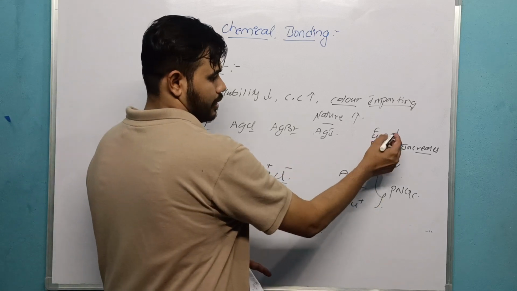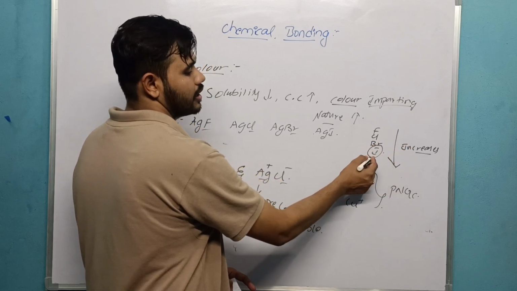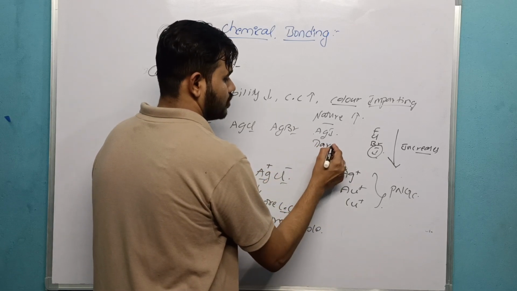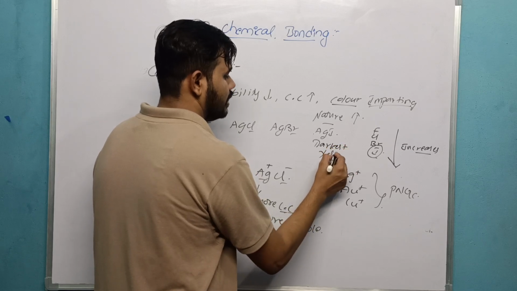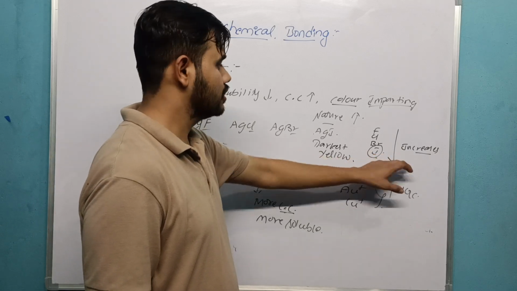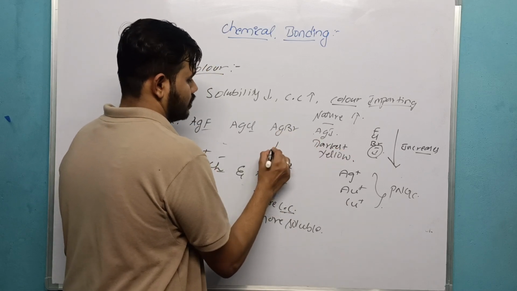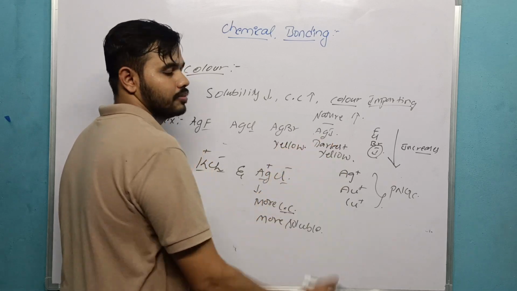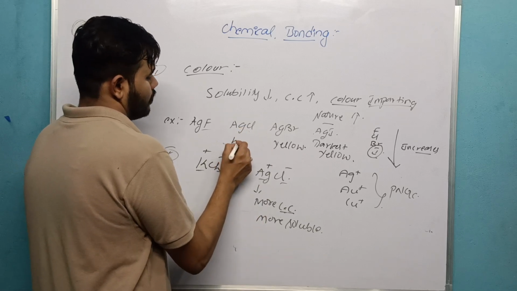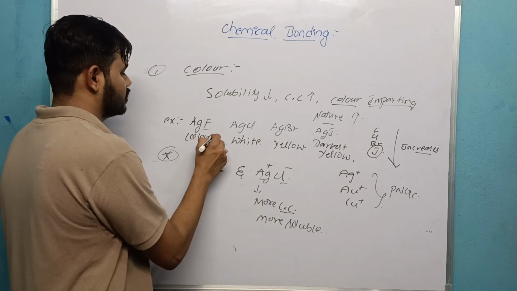See here, iodine. As we move down the group, color imparting nature increases, which means iodine automatically has the darkest color. So this will have darkest yellow. As we move down the group, we know that color increases. So iodine will have the darkest yellow color, and AgBr will have yellow color, AgCl will be white, and AgF is colorless.